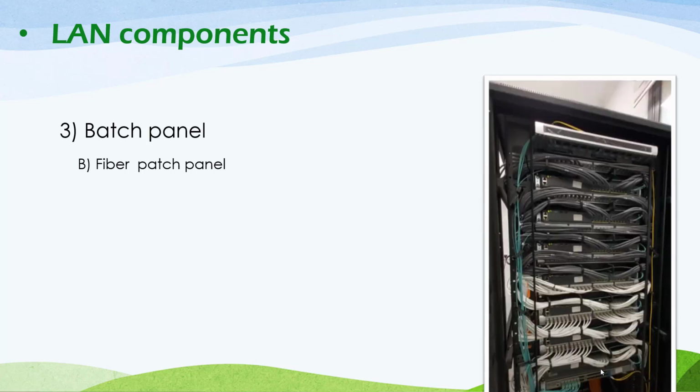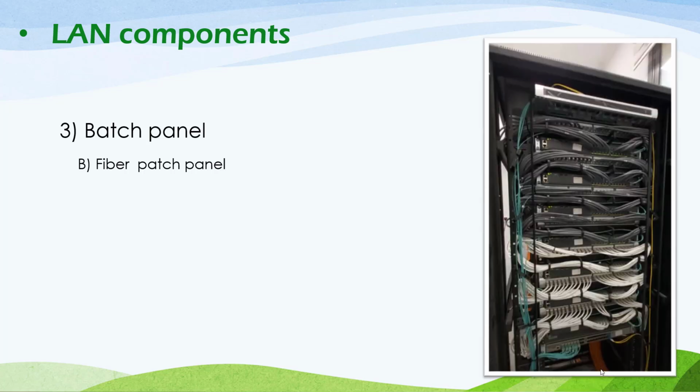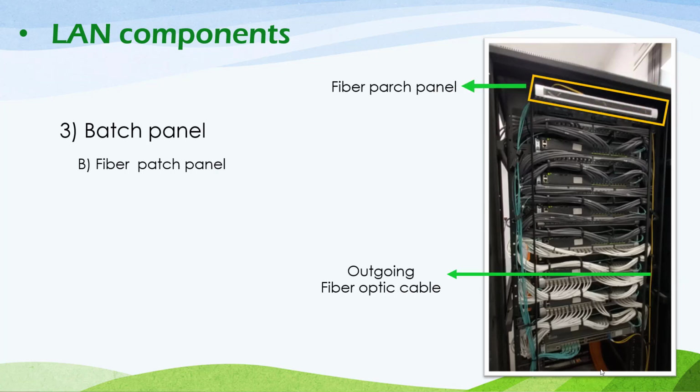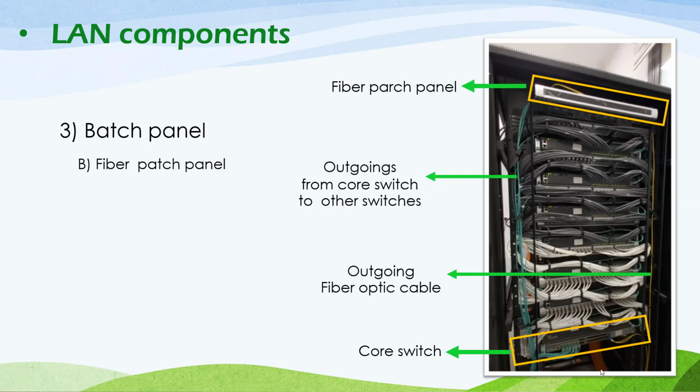Also, we can find that this is the actual shape of installing the fiber patch panel. So this is the fiber patch panel, and this is the fiber optic cable going out of it to enter the core switch down here. As you see, this is the core switch. Then we have the outgoing fiber optic cables that are going from the core switch to enter the different switches on the network, which are those blue cables here.